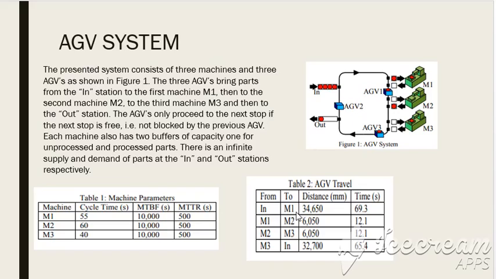From in to machine 1, it has a distance of 34,650 and a time in seconds of 69.3. Machine 1 to machine 2 is 6050 with a time of 12.1. M2 to M3 is also 6050 distance and 12.1. And M3 to out is 32,700 and it has a time of 65.4.